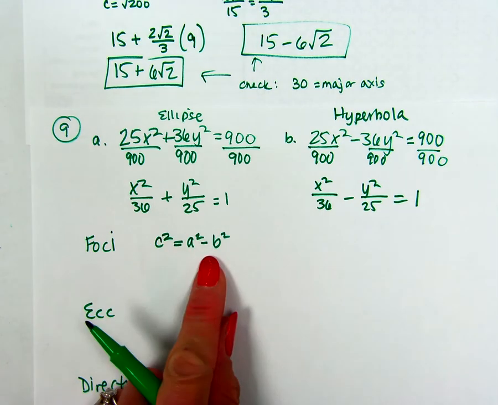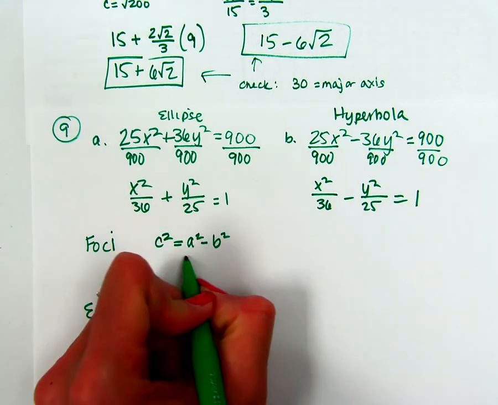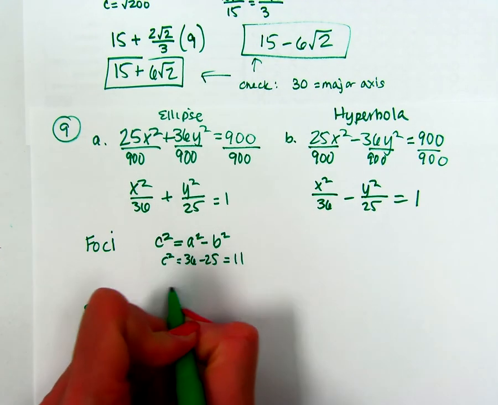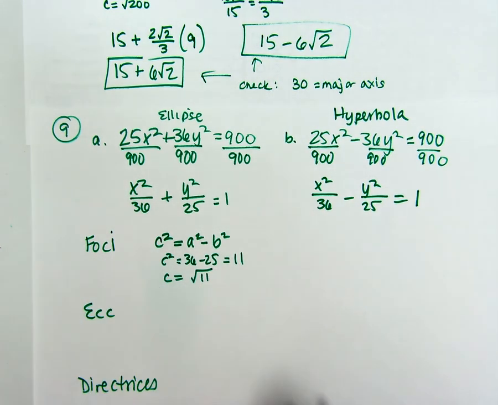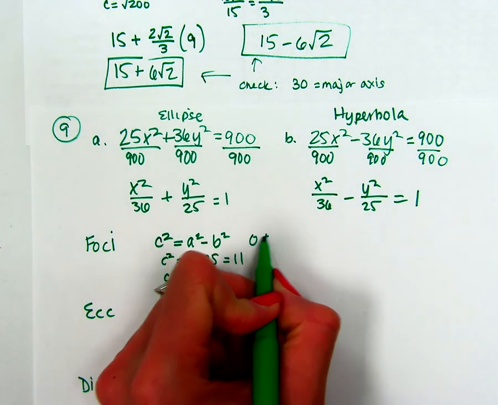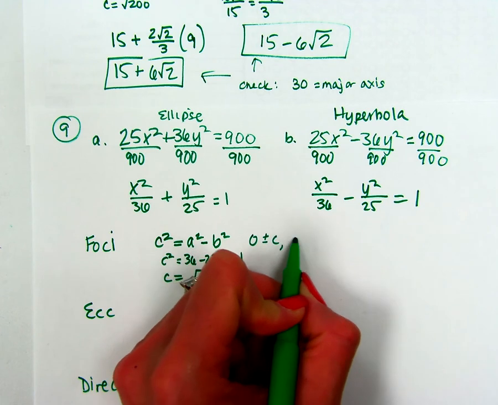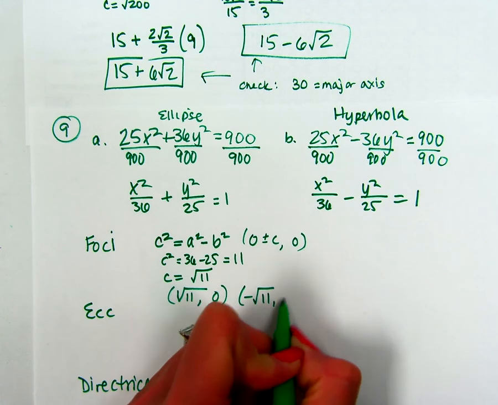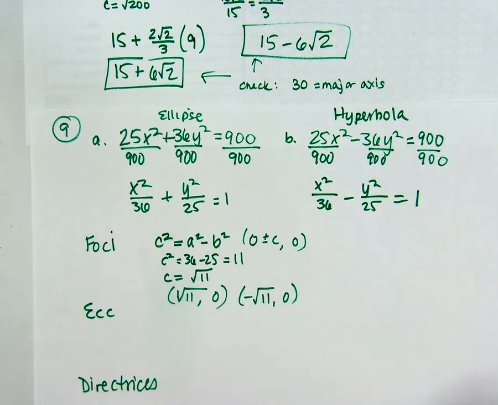c squared is a squared minus b squared. So this is 36 minus 25, which is 11. So c squared is equal to 11, so c is root 11. So my foci, instead of being at 0, 0, are going to be at 0 plus or minus whatever my c value is, comma 0. So it's root 11, comma 0, and negative root 11, comma 0. So those are my foci.